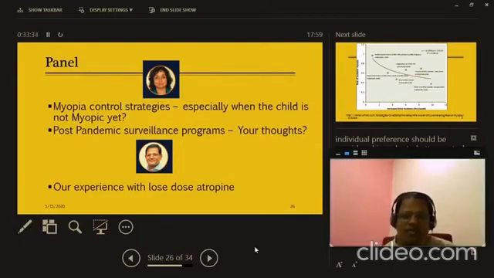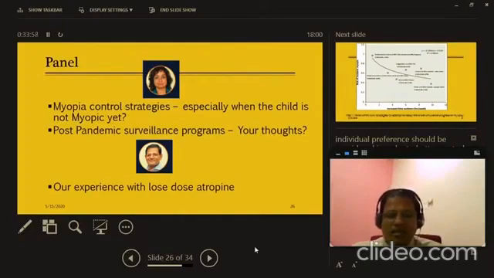Yeah. Atropine, as you all know, is a non-selective muscarinic receptor antagonist. What I mean by non-selective is it would actually act on all of the receptors, like M1, M2, M3, M4, M5 receptors. So what we do in our clinic is we prescribe a low dosage. Low dosage, I mean, is 0.01%, which is commercially available.